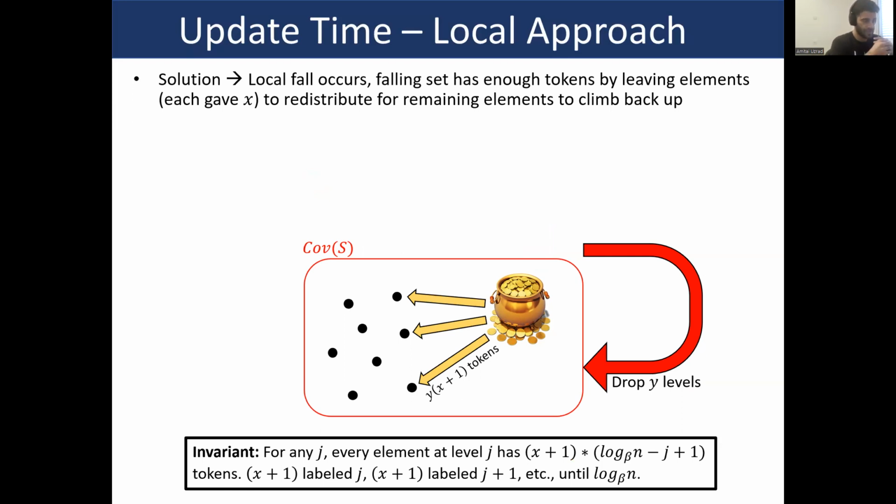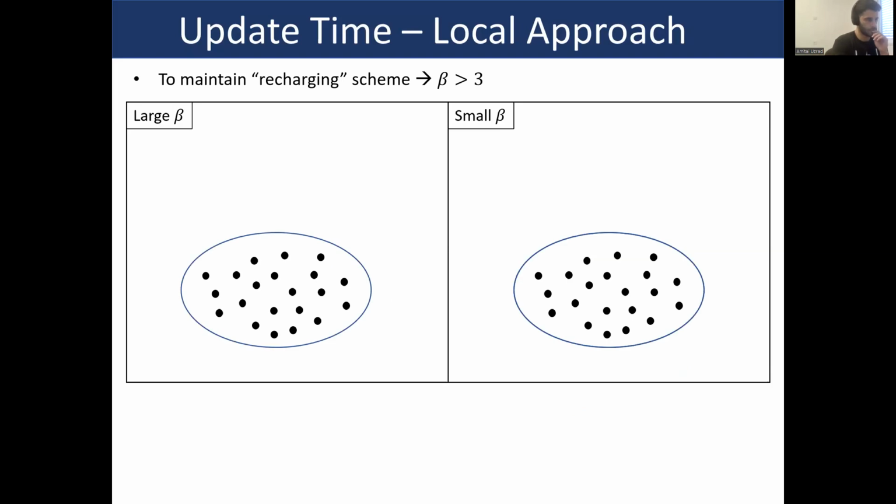In other words, our invariant is that for any level J, every element at level J has X plus 1 tokens labeled J, X plus 1 tokens labeled J plus 1, and so on until the highest level that it can be in. And that's it. Okay, so to maintain this, we have some kind of recharging scheme here. We need beta to be, we'll show why, at least larger than 2.